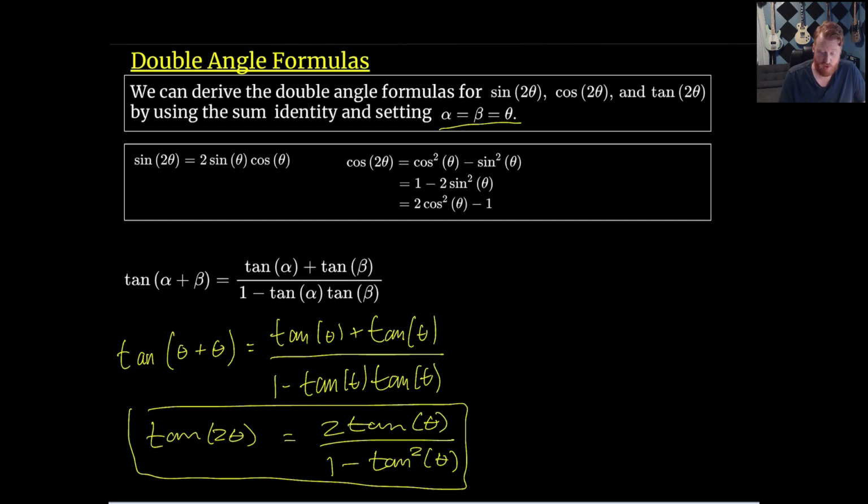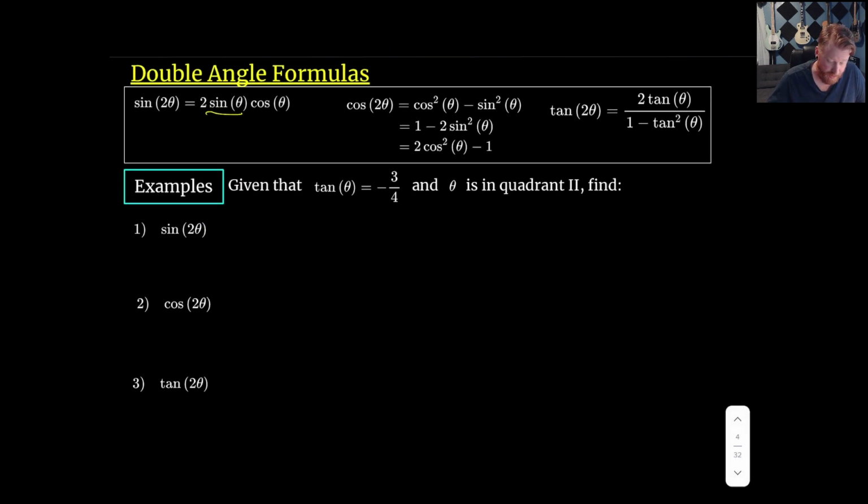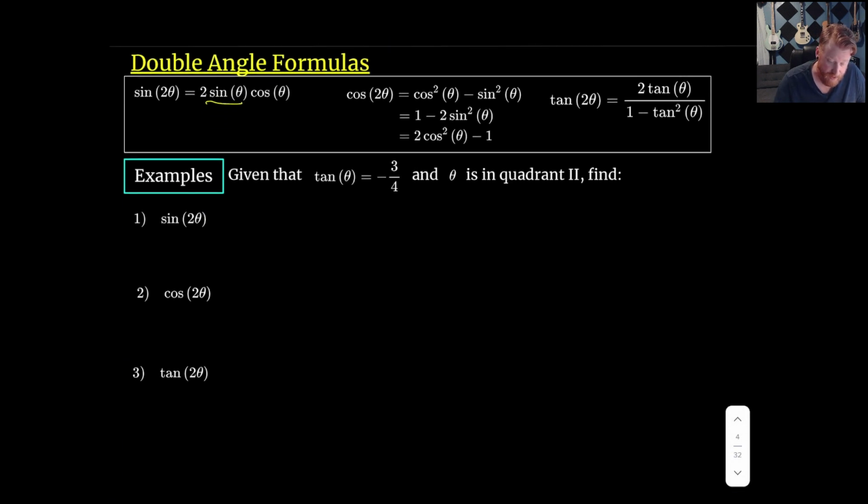Okay, now that we've got them derived, we can use them. So here we've got our double angle formulas for sine, cosine, and tangent, just listed out so we can use them. And what we're given in this example is that the tangent of theta is equal to -3/4, and that theta is in quadrant 2. And we want to find all of these double angles here. So what we're going to do first is draw a picture.